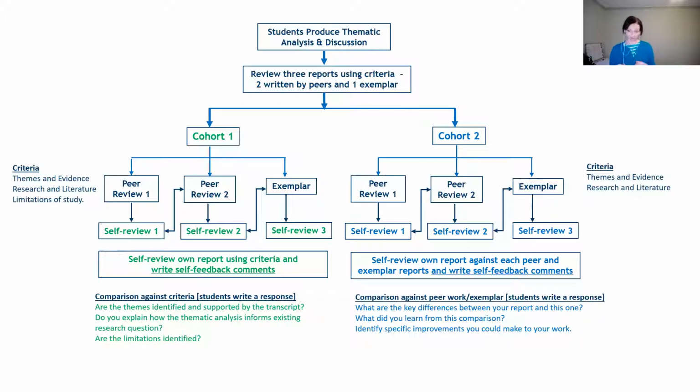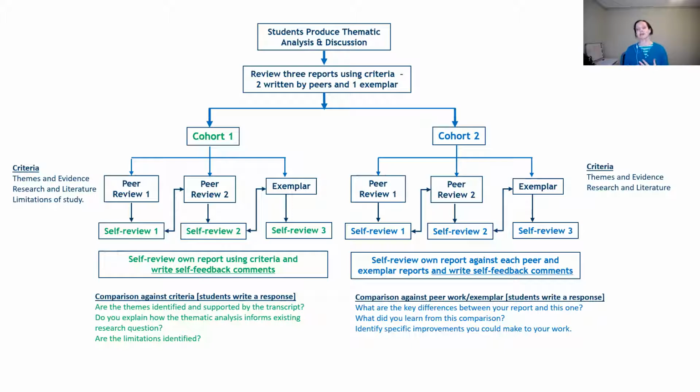In cohort 2, again, the students did the peer reviews in the same way as in cohort 1, followed with self-reviews. The exemplar that we used was the same, but the difference here was that they were asked to compare their work directly with the work that they just reviewed.